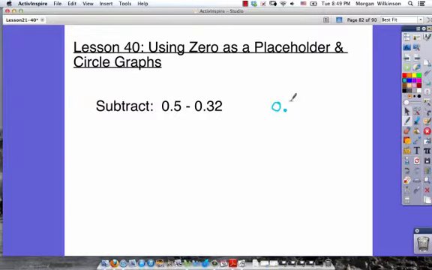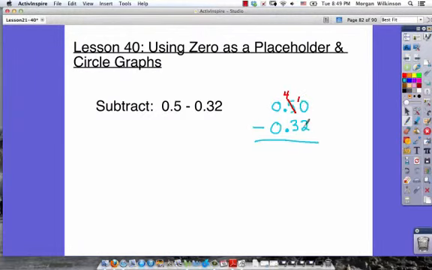We've got 0.5 minus 0.32. Now this lesson is called using 0 as a placeholder, and we've talked about this briefly already. We know that we want a value in each of our place value positions, so we're going to add a 0 as a placeholder to make it easier to subtract. Now, 0 minus 2, let's go ahead and borrow and regroup to make that easier. We're going to take from the 5 to get 4, and the 0 becomes a 10.